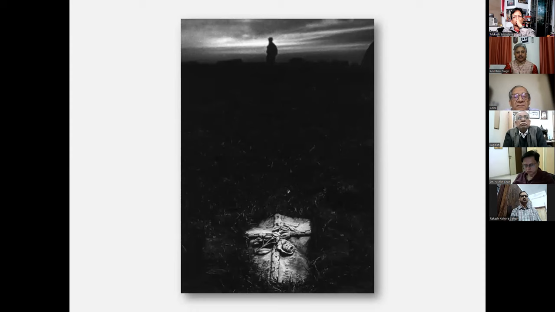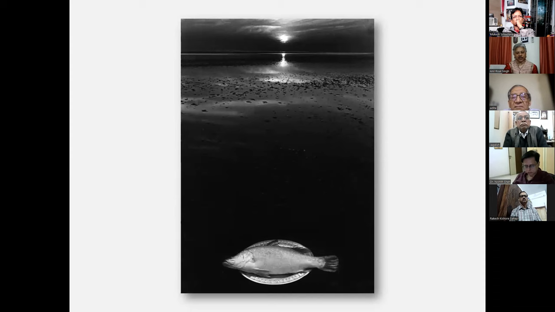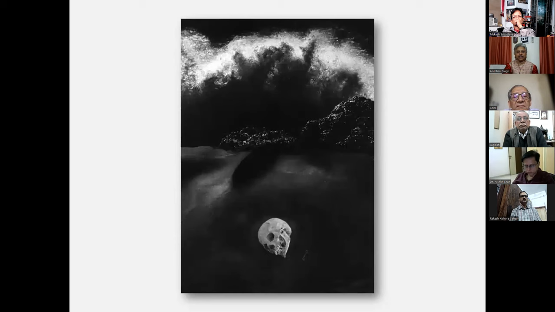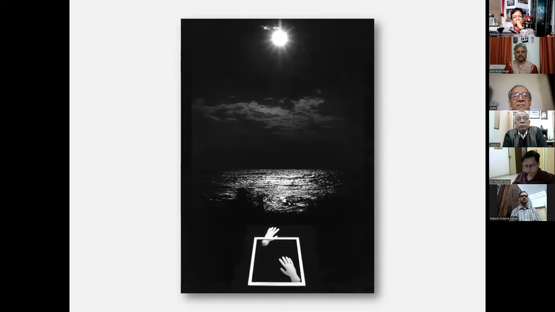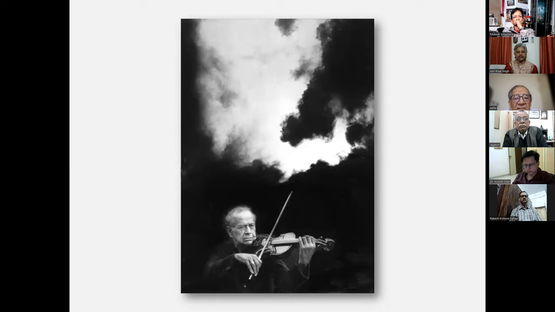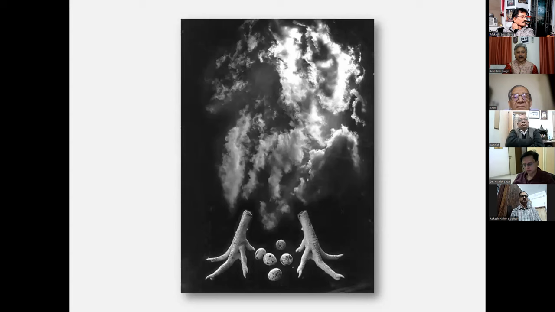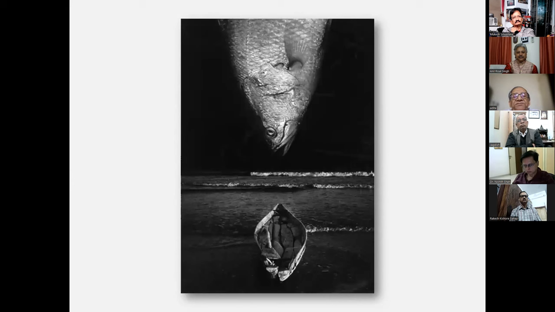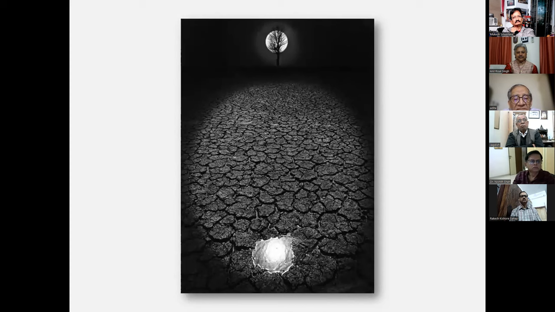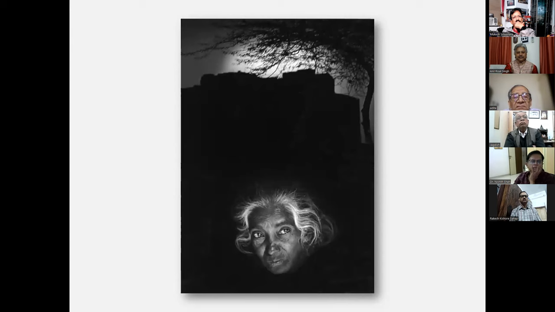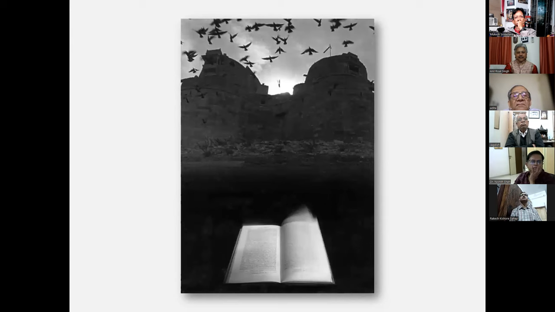Montuda or Mr. Sushant Banerjee used to work with the montage technique. Life. Beautiful.